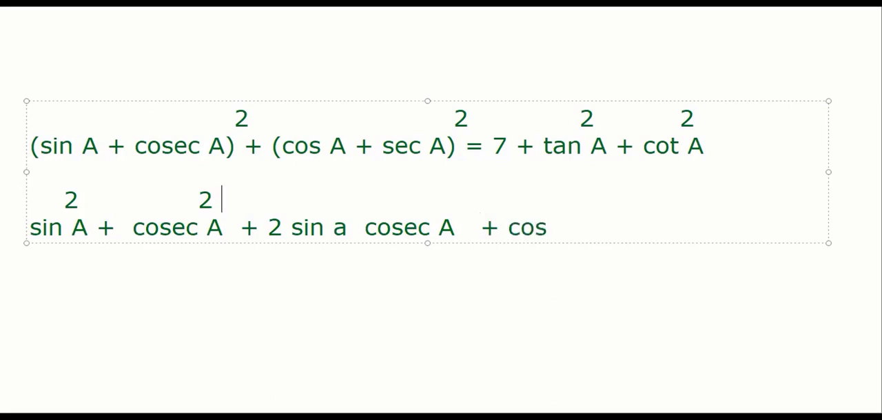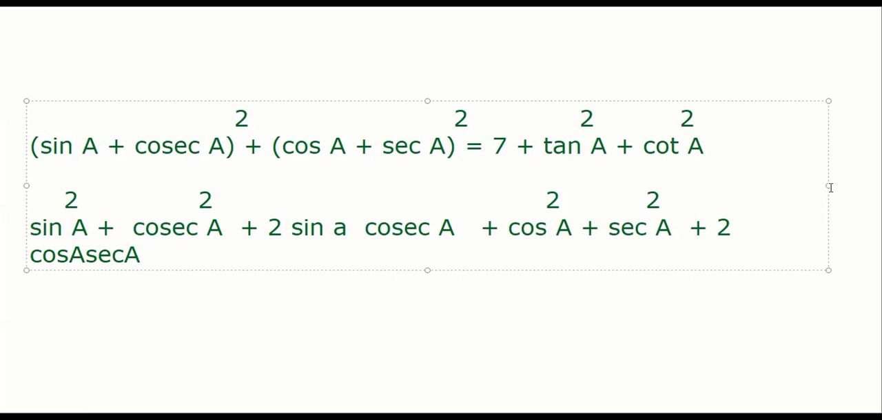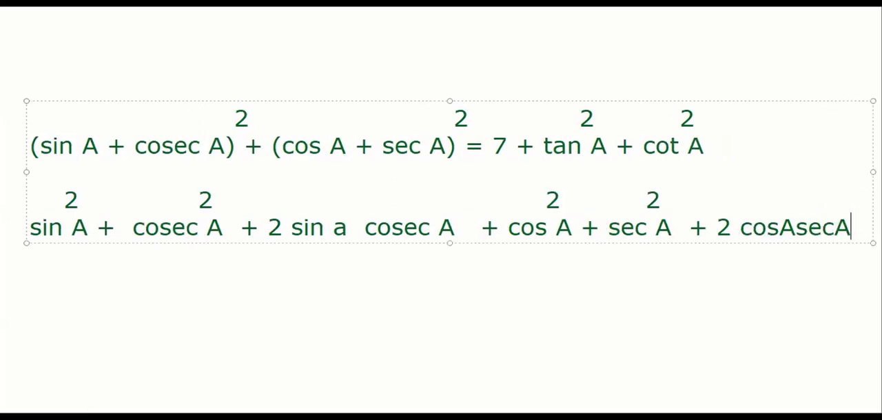Cos square A. We are opening the bracket of cos A plus sec A whole square. Cos square A plus sec square A plus 2ab, so 2 cos A sec A. Right? Now what? If you see this now, sin A cosec A are reciprocals. So gone.